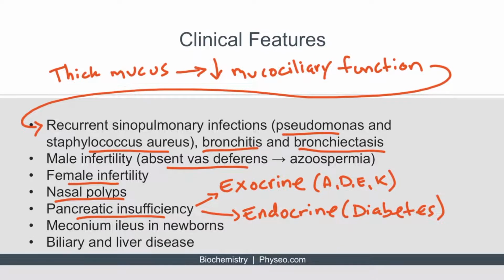The thick mucus in the GI tract can cause a very hard or thick stool, which can cause an obstruction. This is called a meconium ileus. Finally, stasis and thickening of the bile can cause biliary disease, which leads to recurrent obstruction and inflammation. Eventually, the obstructed bile ductules can cause cirrhosis, or liver disease.